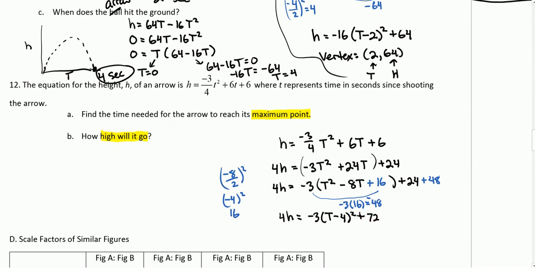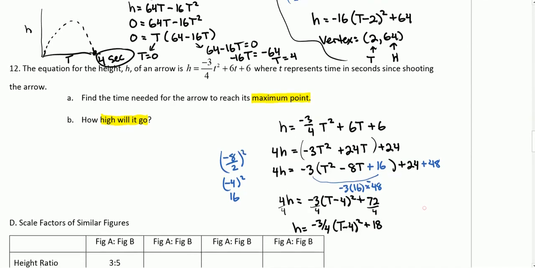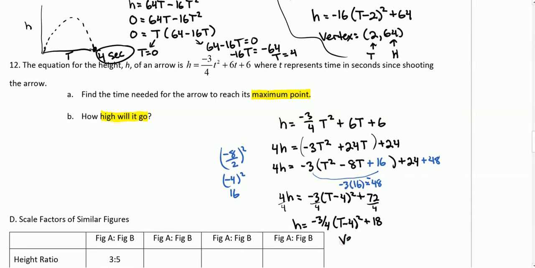And then the last thing to do is to solve for h. So we're going to divide by 4. You divide these three pieces by 4. And you get the height is negative 3/4 (t minus 4) squared plus 4 goes into 72 18 times. So our vertex is (4, 18), where 4 is our time and 18 is our height.